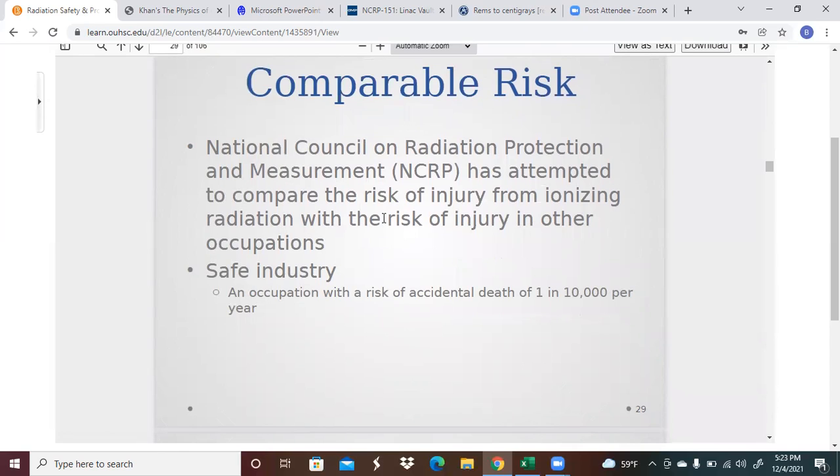Comparable risk: the National Council on Radiation Protection and Measurements, NCRP, has attempted to compare the risk of injury from ionizing radiation with the risk of injury in other occupations. And an occupation with a risk of accidental death of 1 per 10,000 per year is considered to be safe.